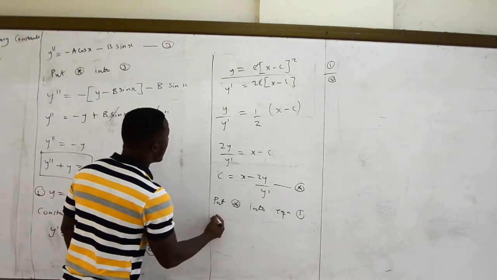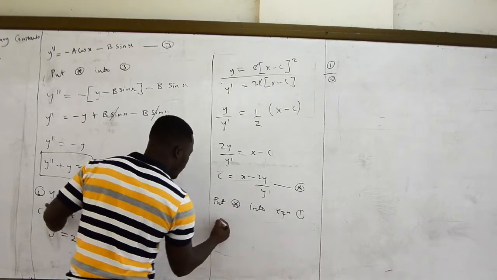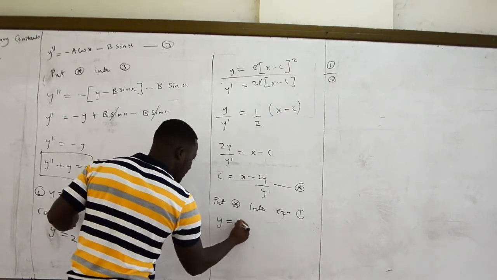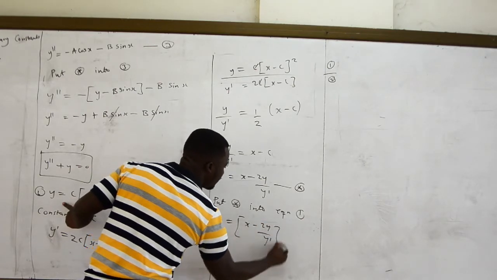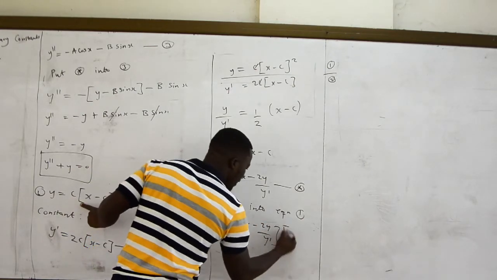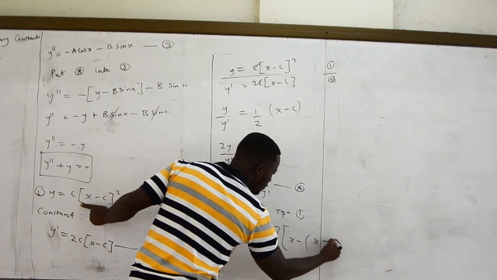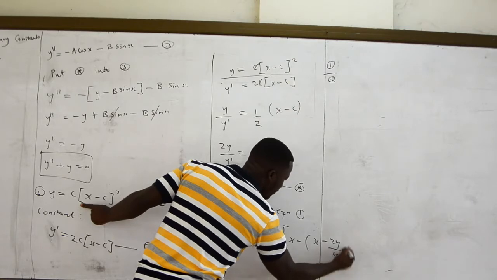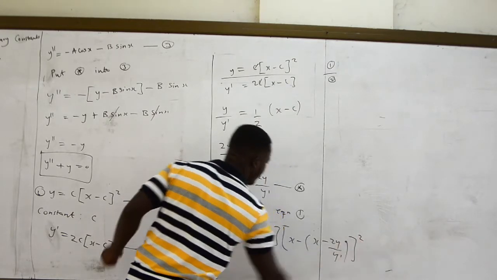So putting c into equation 1, I'll have y is equal to c, which is what? x minus 2y over y prime, multiplied by x minus, open the bracket, c. So I have x minus 2y over y prime, all squared.